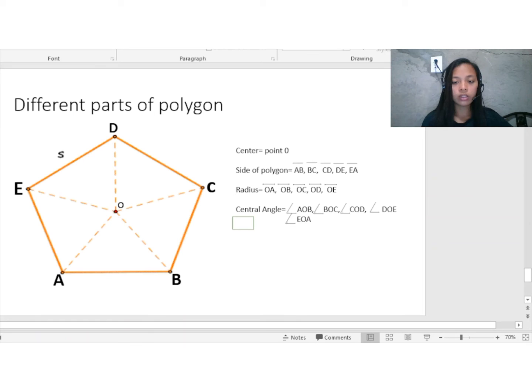Next is the central angle. The central angles are from A to the center and to B: central angle AOB, then angle BOC, angle COD, angle DOE, and angle EOA. And those are the different parts of polygons.